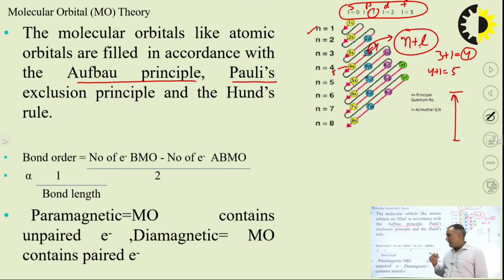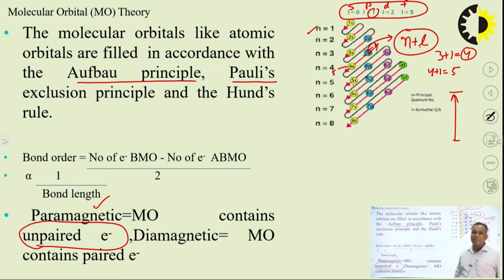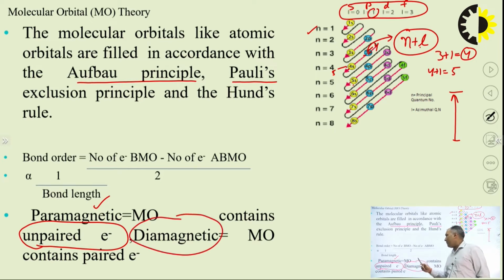And if the molecular orbital contains unpaired electrons, then the magnetic behavior of this molecule is paramagnetic, while if all molecular orbitals contain paired electrons, then the nature is diamagnetic. So we will discuss one more thing later on.